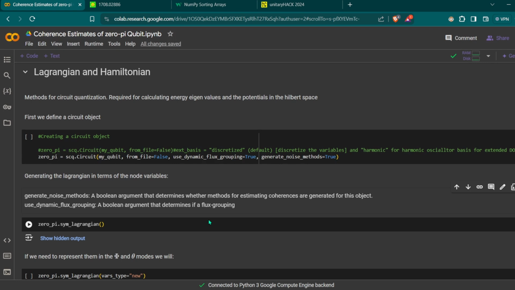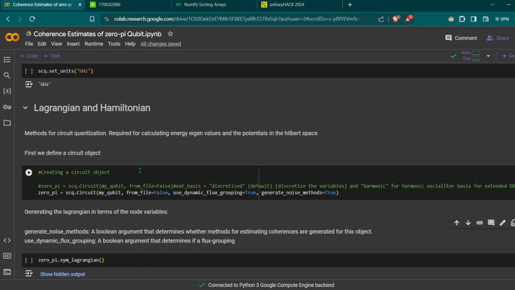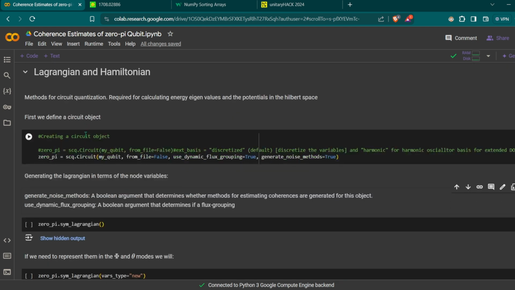Now let's take into consideration the Lagrangian and Hamiltonian of the circuit, which are basically the methods for its quantization, and they are also required for calculating the eigenenergy values and the potentials in Hilbert space. So first we are going to use this Lagrangian.